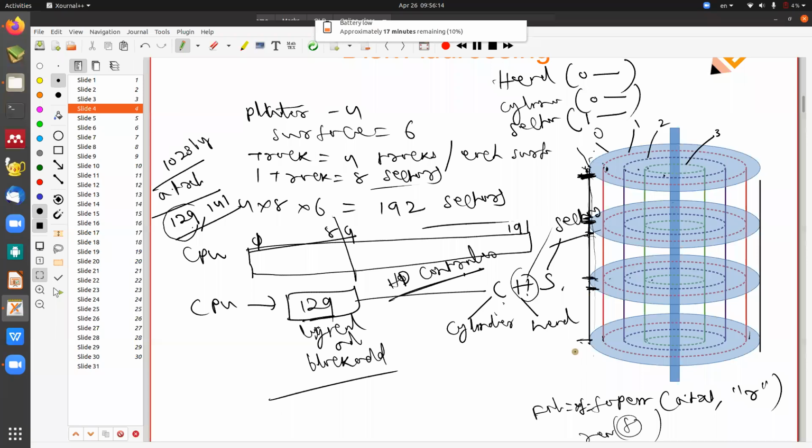Did you understand? So what does it do? If you think about it, this is one cylinder, then 2 cylinder, then 3 cylinder. The first cylinder gets packed first, then the second cylinder will be packed, then the third cylinder will be packed. Can you tell me, in this particular example, how many sectors will be in this cylinder?